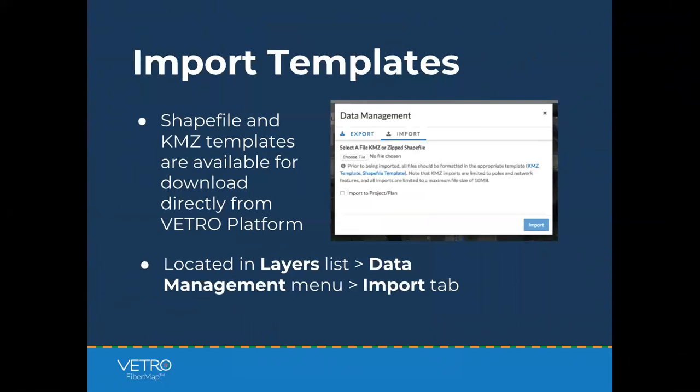Now, when we're importing into VETRO, we have a data management button at the bottom of the layer list. When you first click on that, there will be the export option. If you are in edit mode, you will also have the import option. Now, both the export and the import are going to be covered in this topic, but we'll be focusing on the export for this first product demo. We'll get into the import towards the demos later down in this slide deck.